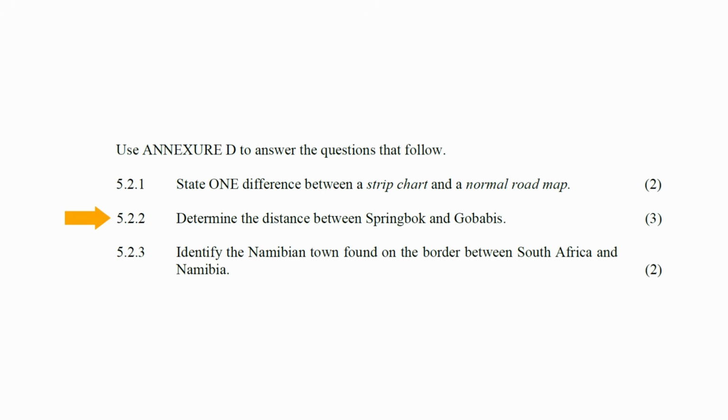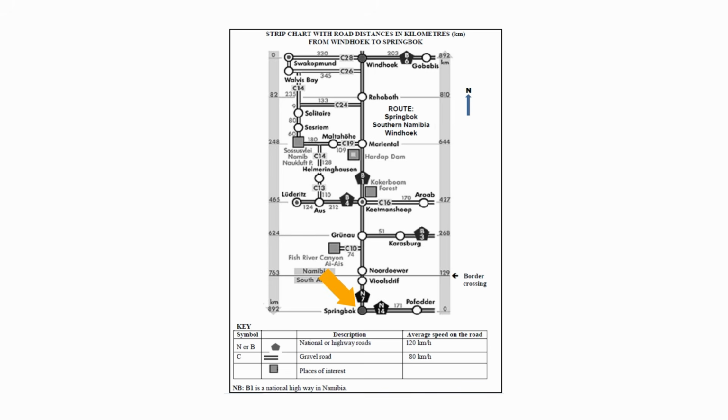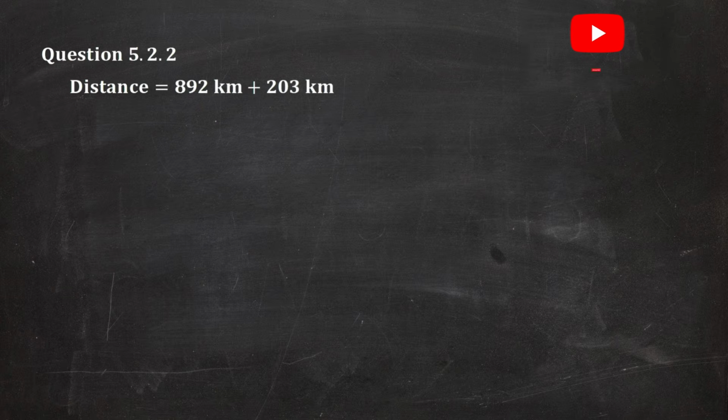In question 5.2.2, you are instructed to determine the distance between Springbok and Gobabis. To travel from Springbok to Gobabis, you will have to travel along the N7 and B1 to Windhoek, and then from Windhoek to Gobabis along the B6. So the distance from Springbok to Gobabis equals 892 kilometers from Springbok to Windhoek, plus 203 kilometers from Windhoek to Gobabis, and this equals a total distance of 1095 kilometers.